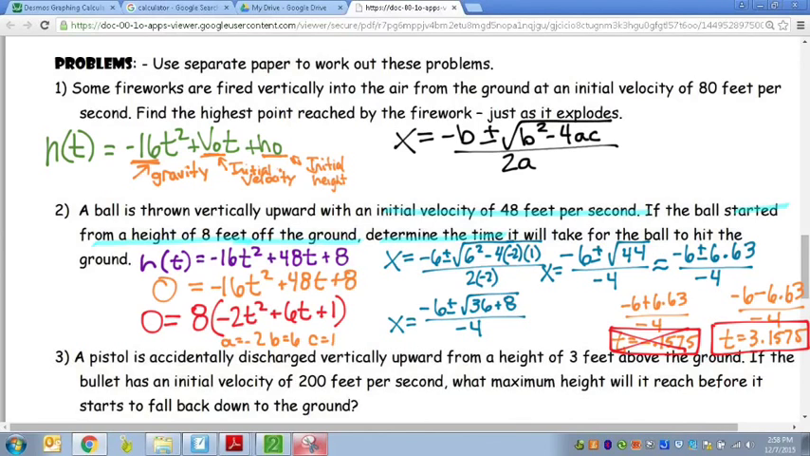Okay? So, that's another great example of quadratic modeling and projectile motion. Try your best with the rest of these. Make sure you read the questions and what it's asking for. And there you go.